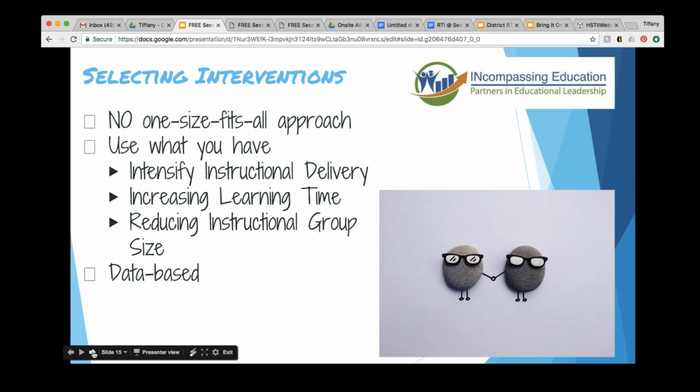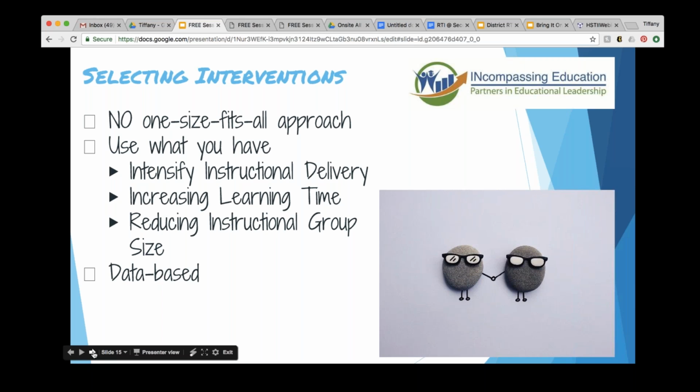All right, so when we're talking about selecting interventions now, it's not a one-size-fits-all approach. If anything, you're going to have to be more creative with how you are designing interventions for your students. You're no longer going to be able to just say, well, we'll try this. You're going to have to utilize your data in order to determine what is going to work the best for this particular student or small group of students if they have the same deficit skills.